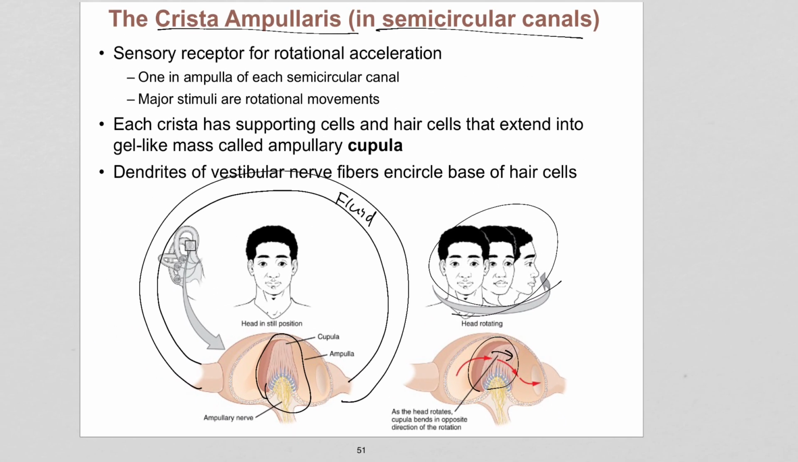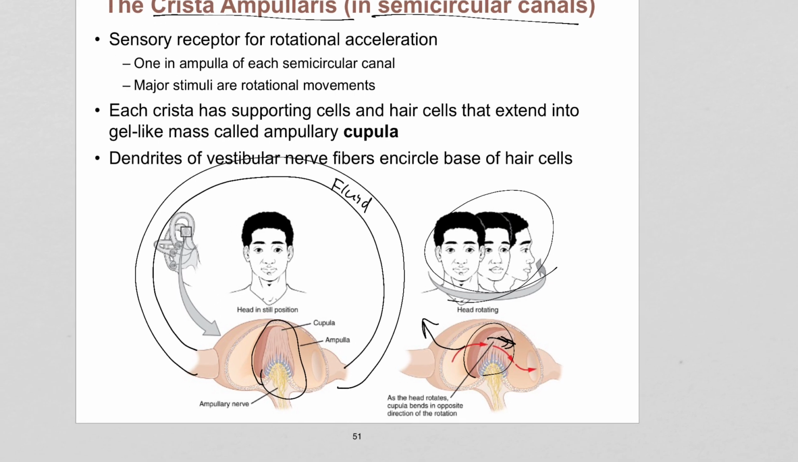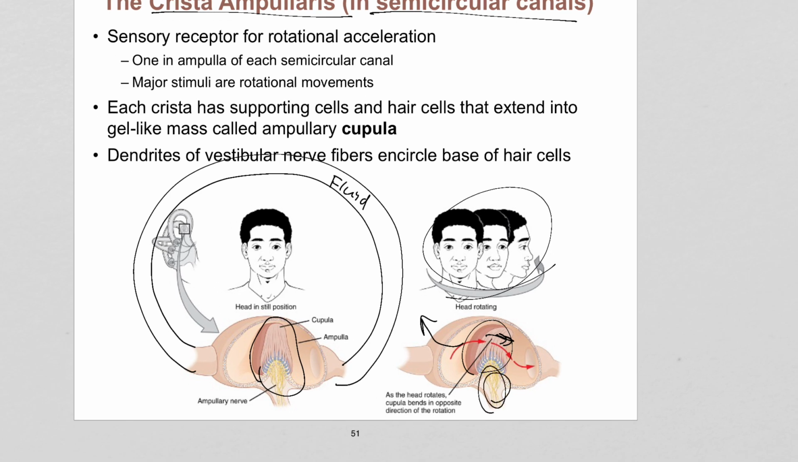Just like if you grab a flag and run into the wind, the flag will go behind you. If you spin a particular direction, like in this example, the person would actually be spinning their head that way to make the hair cells move this way. Again, that activates axons going to the vestibular nerve.